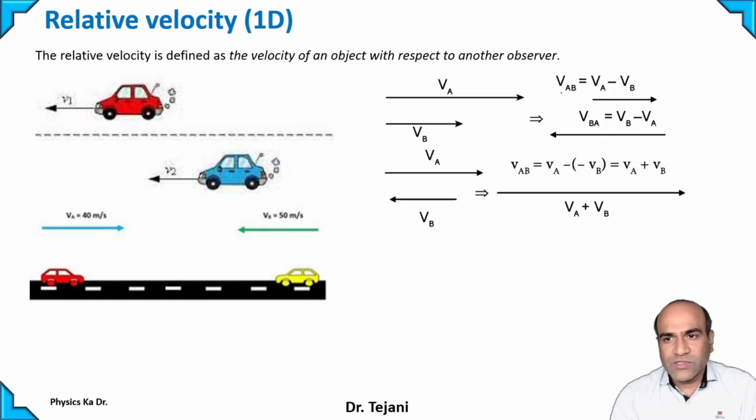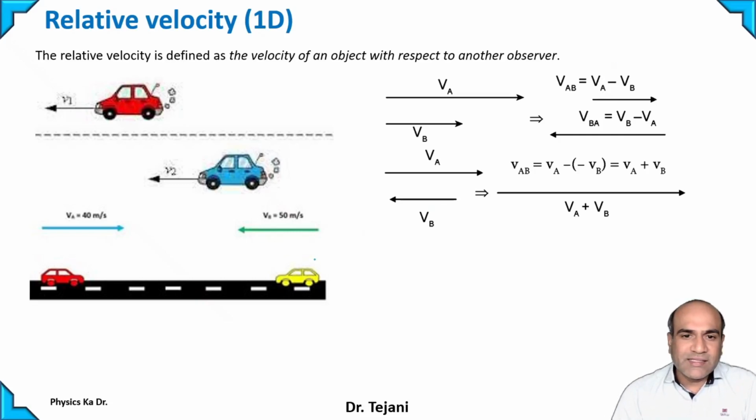Right. So see here, in VAB the first term is VA and the second term is VB. Similarly here, for VBA the first term is VB and the second term is VA. Right. So here the sequence is very important, the order is very important. A comes first and B is second. Here B is first, A is second. The order is very important.